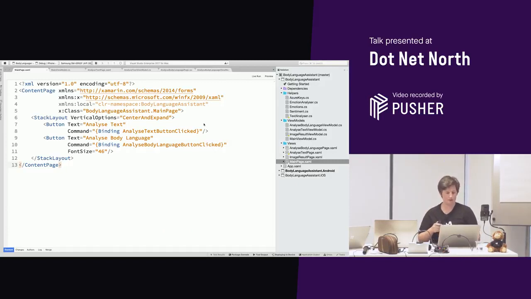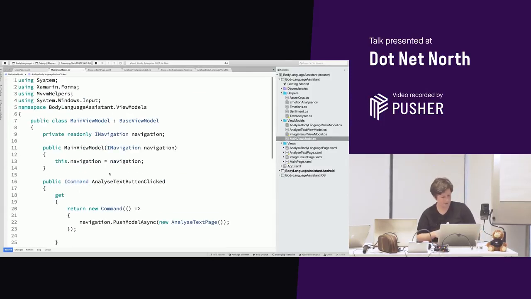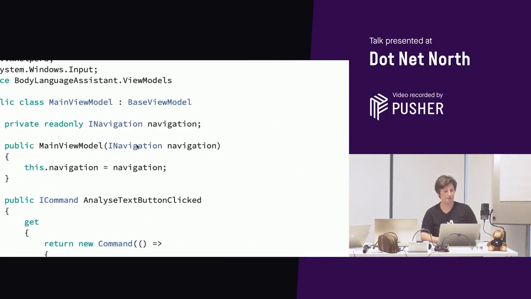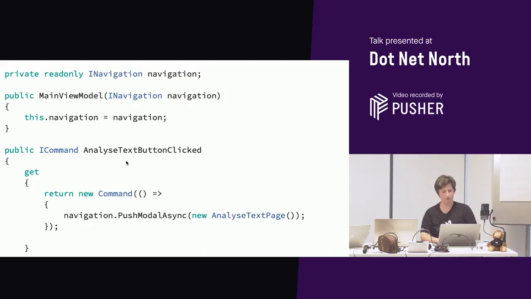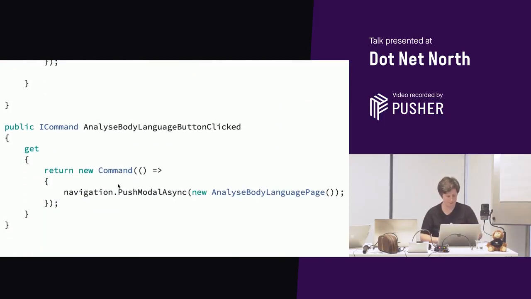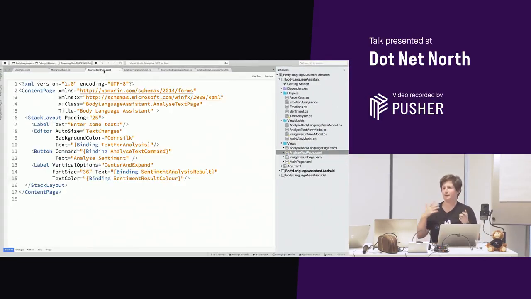So we've got these commands that are bound to these buttons. So all it does is, as you can imagine, let's just zoom in. There you go. So it's just nice and simple. When you click one of the buttons, depending on which button you clicked, just navigate to that page. So the first thing we'll look at then is how I did that text analysis.